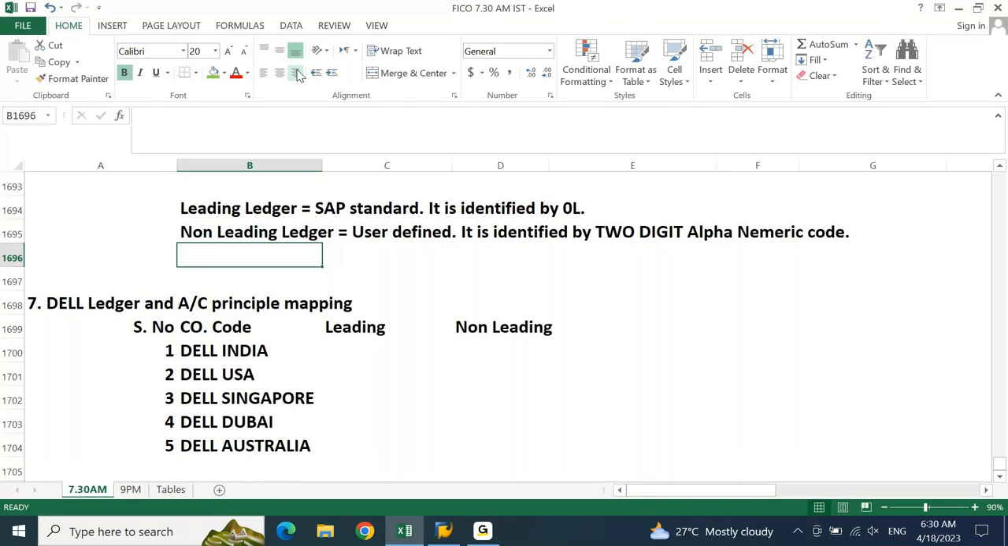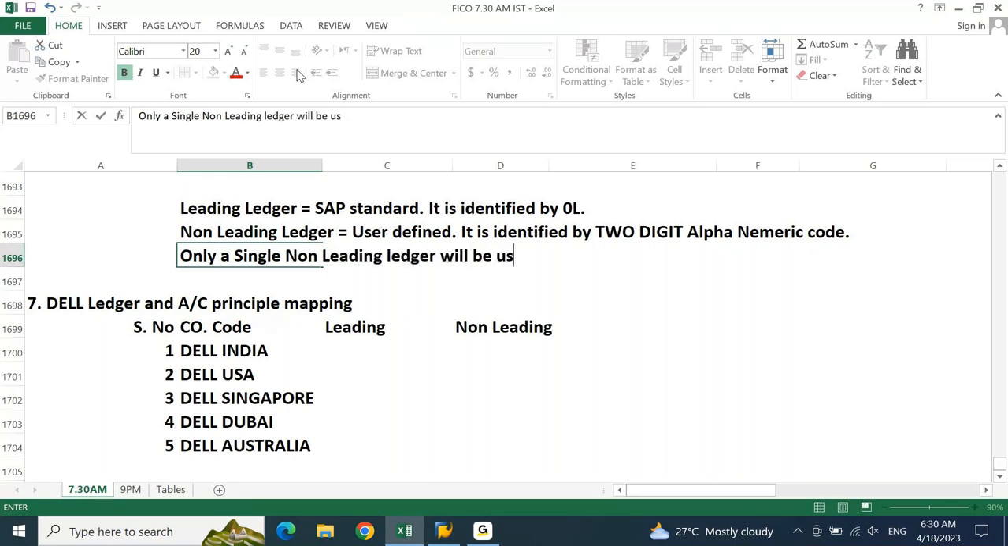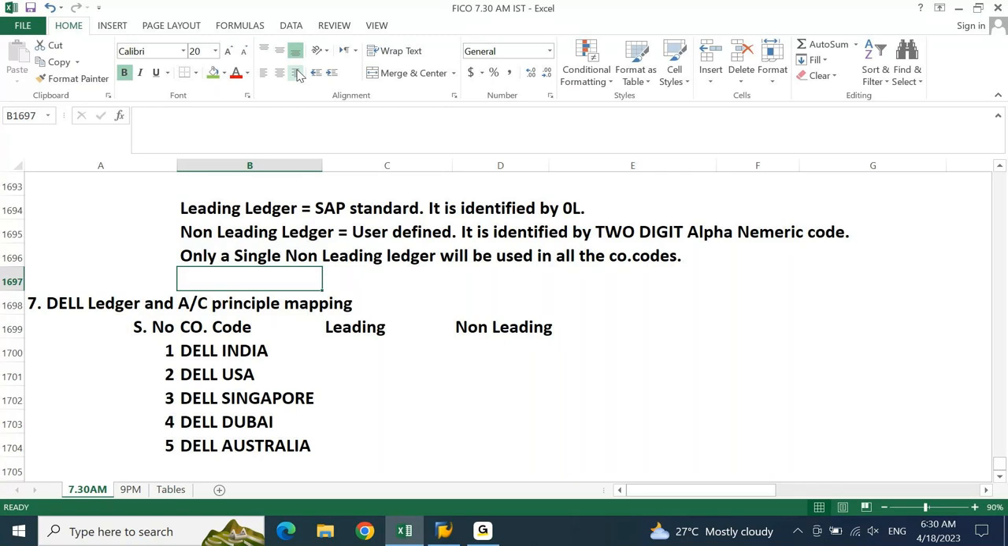Now, one more point. Only a single non-leading ledger will be used in all the company codes. You're not going to create so many non-leading ledgers, one for each company code. That is not the approach. Only one leading ledger used for all your company codes. Only one non-leading ledger used for all your company codes. Am I clear?